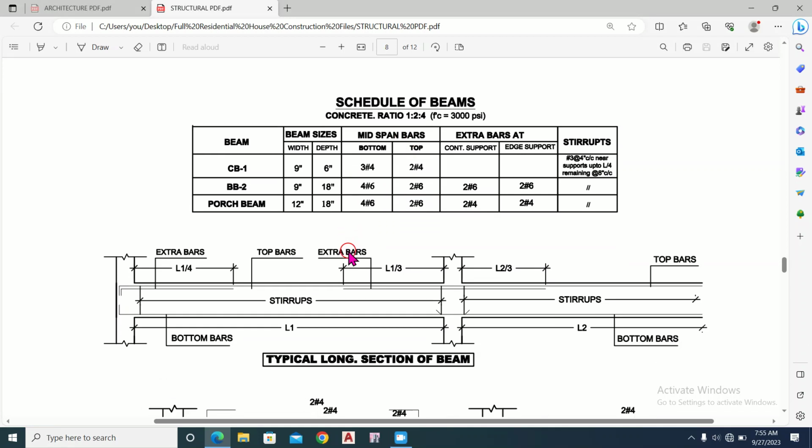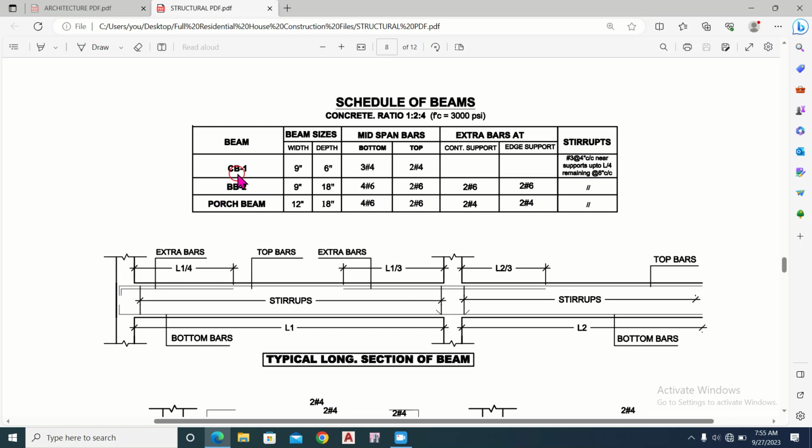So here are three types of beams. This table shows the detail of the beams. Here is the name of the beams, and one is the CB1, which means concealed beam. This is the beam B2, and this is the porch beam detail. And we will also discuss the long section detail of the plinth beam, and the cross section of the plinth beam we have discussed in the previous video.